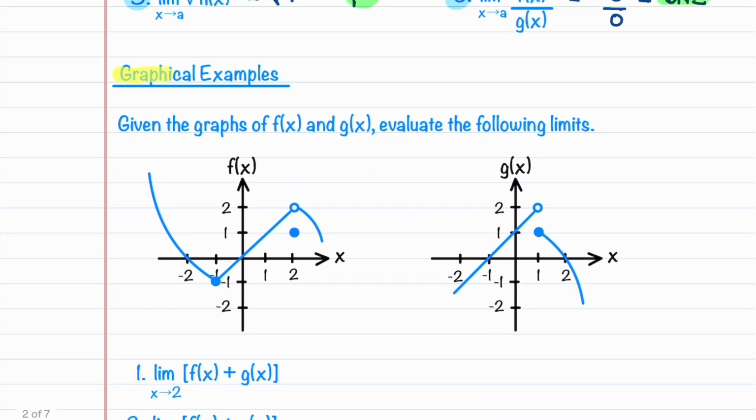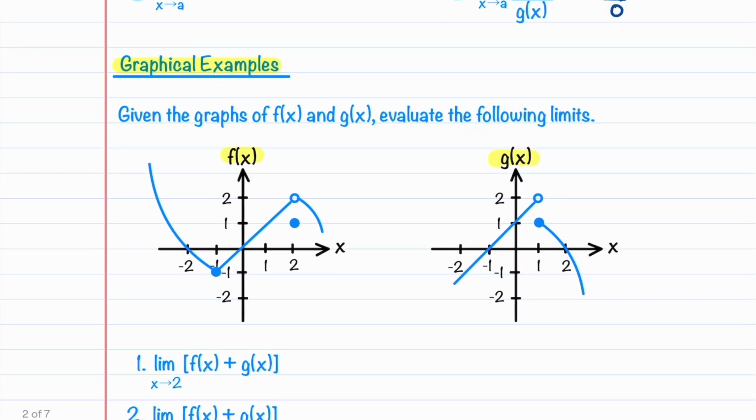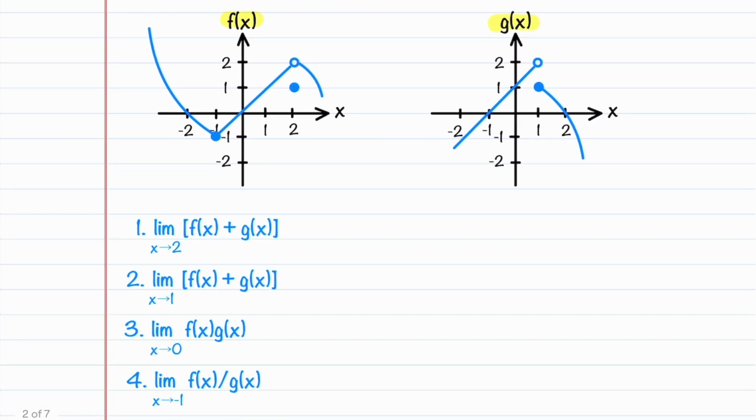Let's now look at some graphical examples. I think these are a little bit harder than the algebraic ones. We are given the graphs of f of x and g of x, and we're asked to evaluate the following limits. Let's move this up so we can see our limits. And let's start with number 1.